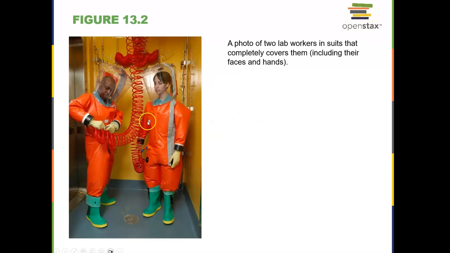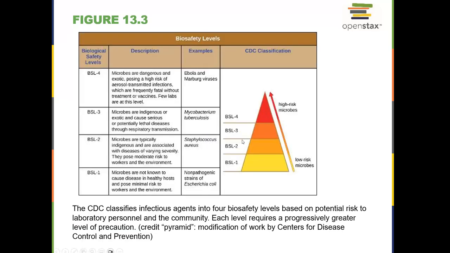So this is a picture of two lab workers in suits that completely cover them. So this would be like a biosafety level 4 type situation, where you've got forced air in and out, and it's a shower in, shower out. They are trying to lower the number of bacteria or viruses that they're carrying out of this contaminated area. So this is the BSL levels. BSL level 1 is basically what we're working with in the lab. So you have BSL1, BSL2. We work with both of those levels in our lab.